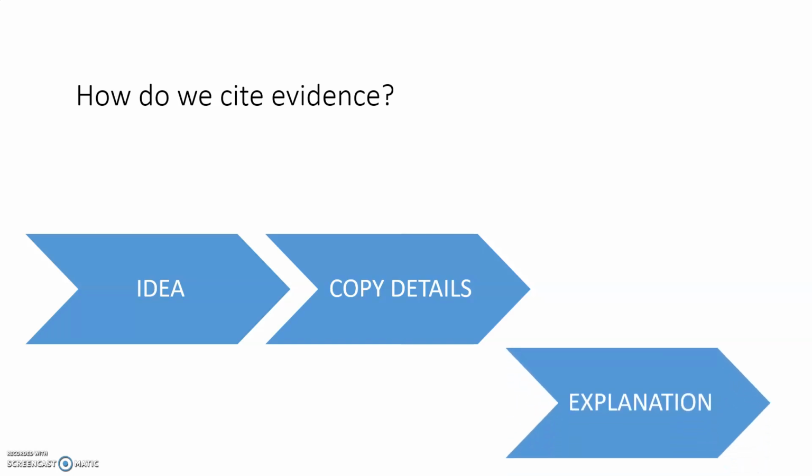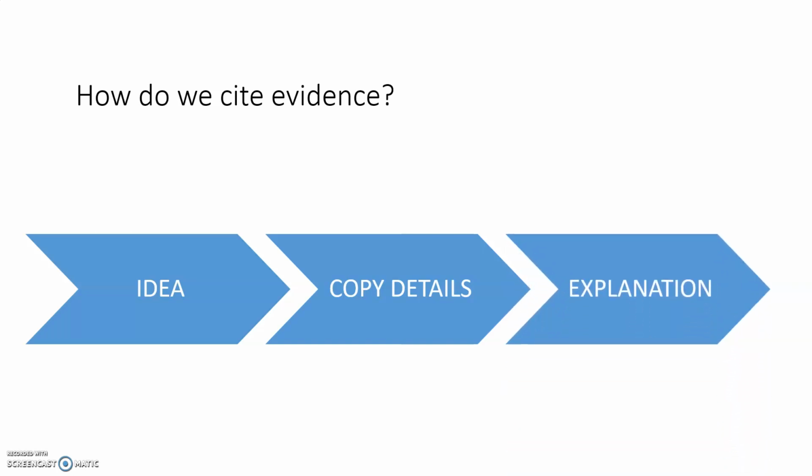Then I'm going to explain what those details mean. Again, if I'm using my example from global warming, my idea is global warming is bad. My detail is the temperature rose 2 degrees in the last 100 years. My explanation is this is bad because the oceans have gotten warmer. I just made all of those up, but you can see why that makes our arguments stronger.